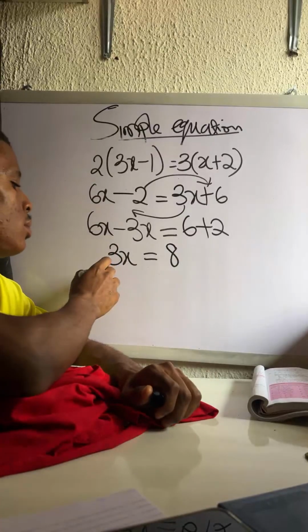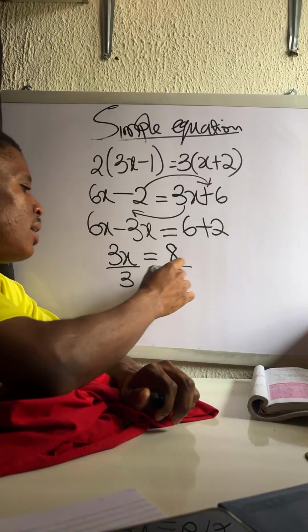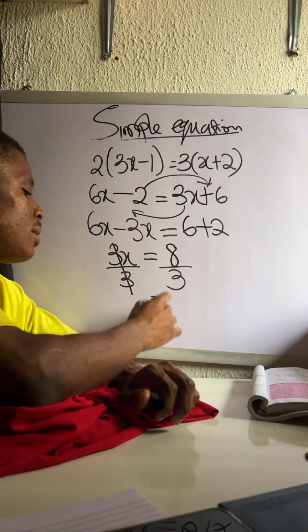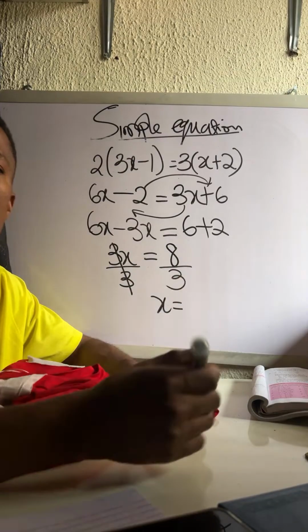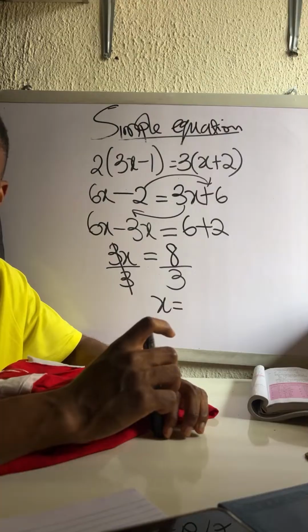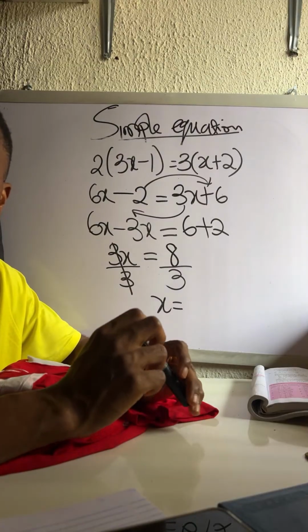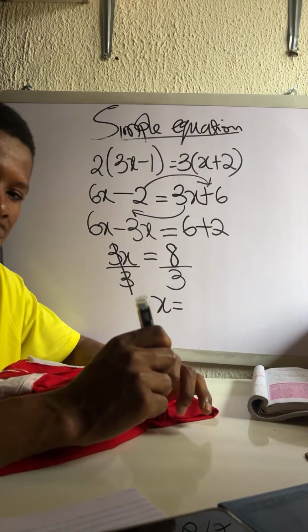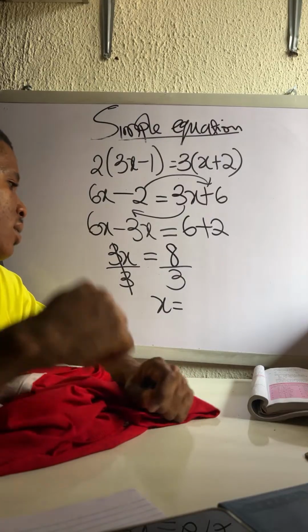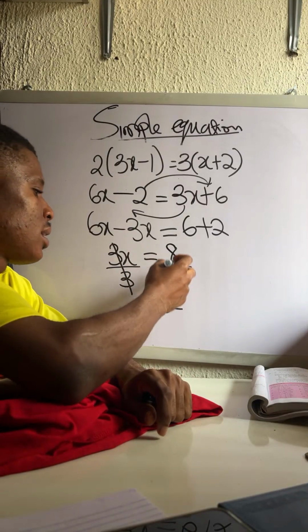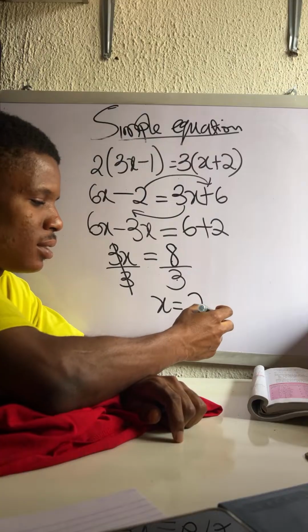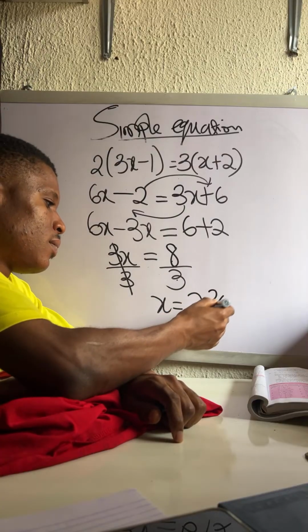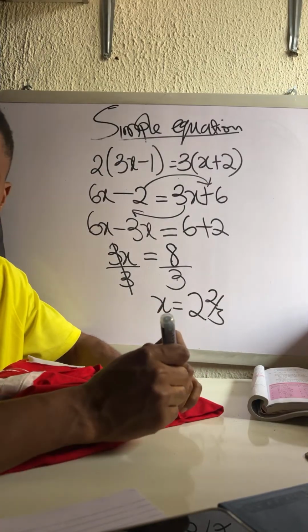You divide both sides by 3. To divide by 3, x is equal to 8 over 3. What's the value for 8 over 3? 3 can go into 8 2 times, which is 6, and there will be remaining 2 over 3. And this is the correct answer.